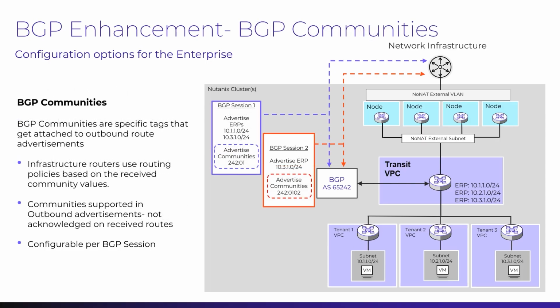Another feature introduced in this release is the ability to advertise BGP community values in our outbound ERP route advertisements. BGP communities are tags that get attached to advertised routes, allowing the receiving peer or infrastructure routers to apply routing policies based on the value of the tags they've received. These policies could be used for a lot of different scenarios, like directing traffic to a specific VRF, or how routes are redistributed across the infrastructure network. They can also be used as a method to identify routes coming from specific environments.